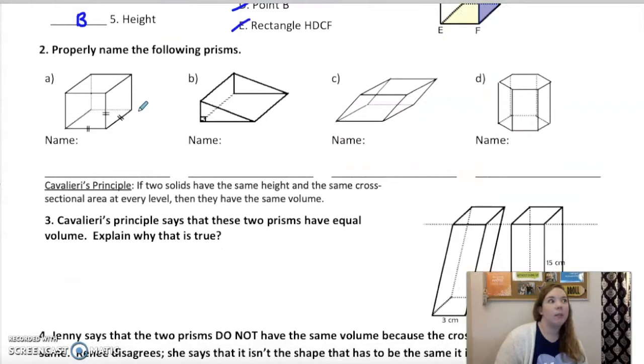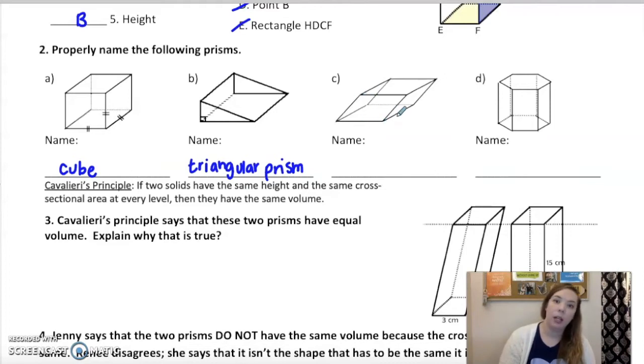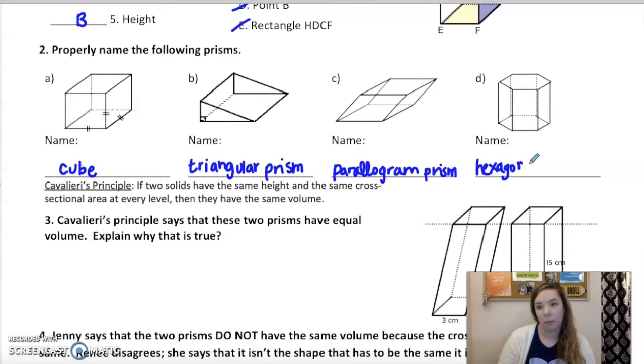So really you're naming it with whatever shape its base is. So here this is a cube. Okay, a square prism, if the square is your base and your height is the same as well, then it is a cube. Number 2, our base is a triangle. So we'll call this a triangular prism. Here we have a parallelogram as our base, so we'll call it a parallelogram prism. And then this one has a hexagon base, so we'll call it a hexagonal prism. So you just name them with whatever their base shape is for the most part.